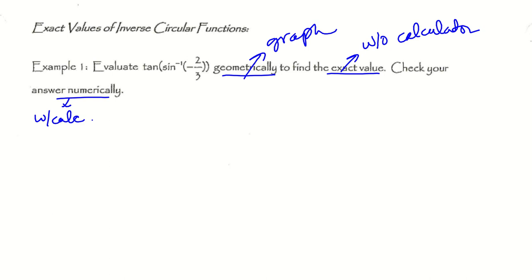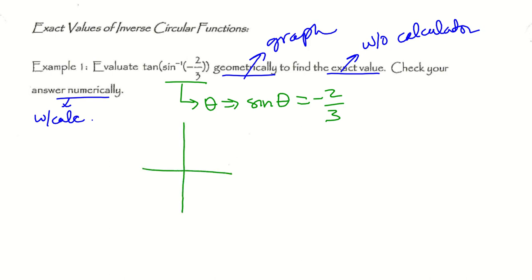So I'm going to come in here and I'm going to start on the inside. So I'm going to start with this inverse sine of negative 2/3. We know that the output for this is an angle such that the sine of that angle will equal negative 2/3. Now, the other thing we know is that the inverse sine gives us an output, right? The output of this angle is going to be a quadrant 1 or a quadrant 4 angle, which means that my answer is not going to be in quadrant 2 or quadrant 3.